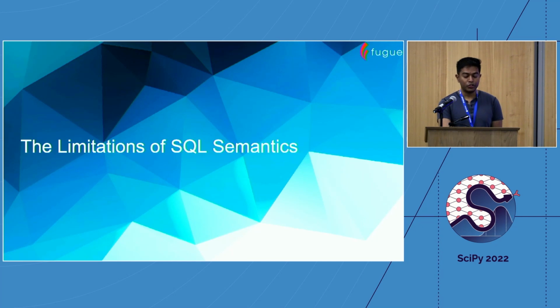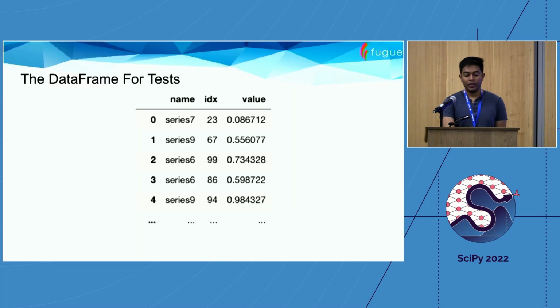The next section talks about limitations of using SQL-like semantics for the same use case. In this case, we use a different data frame for benchmarking. This data frame contains values from different time series. Here, the name column specifies which time series it is. We use the column IDX as a timestamp just for the sake of simplicity. And this data frame has values from several time series in it.